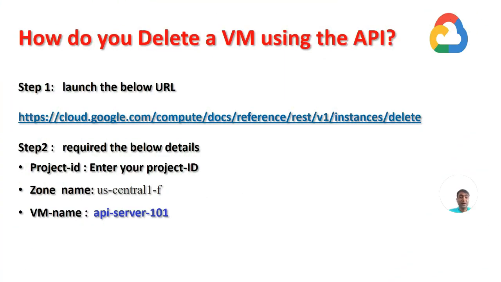Guys, do you think now how do you delete your VM using API? Guys, as you can see here, these are the following steps that you can follow to delete a new VM using API. Guys, first you can launch the API delete portal, then you can enter your project ID and zone name, then you can execute that query, then after that you can verify your VM in GCP console portal. Let's move to that GCP console portal.